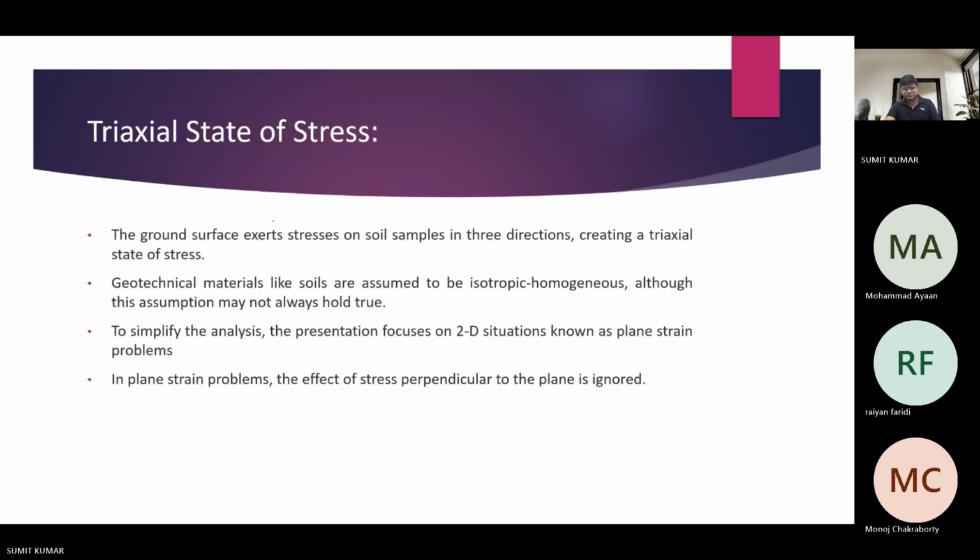Right now, before moving to the triaxial test, let us take a 5-minute break, and then we move ahead. Because I am feeling some cough, so let me take a 5-minute break only. You also take a 5-minute break, and then we will come back.